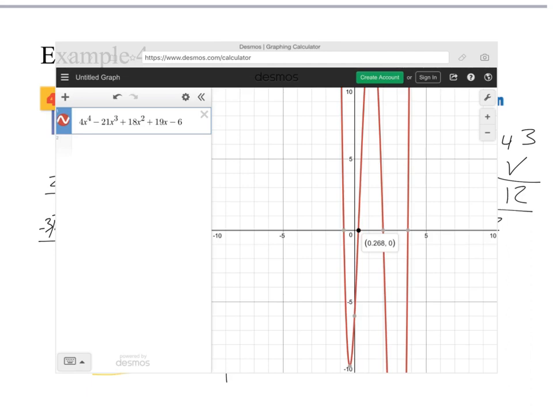If you plug that into your calculator, you would get a decimal number that would round to that with 3 decimal places. We had positive 2, and then this would be your 2 plus square root of 3.